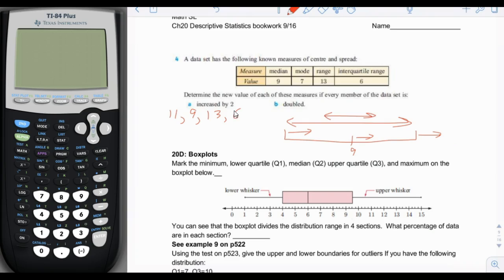Okay. What if you double all the numbers? What happens then? If you double the numbers, then the median, instead of being 9, is going to be 18. All the numbers below it, let's say there's 10 numbers below it, will double, but they'll still be below it. The mode is the highest occurring number, and it was 7, and after it's doubled, it's going to be 14. It's still going to be the most frequently occurring number.